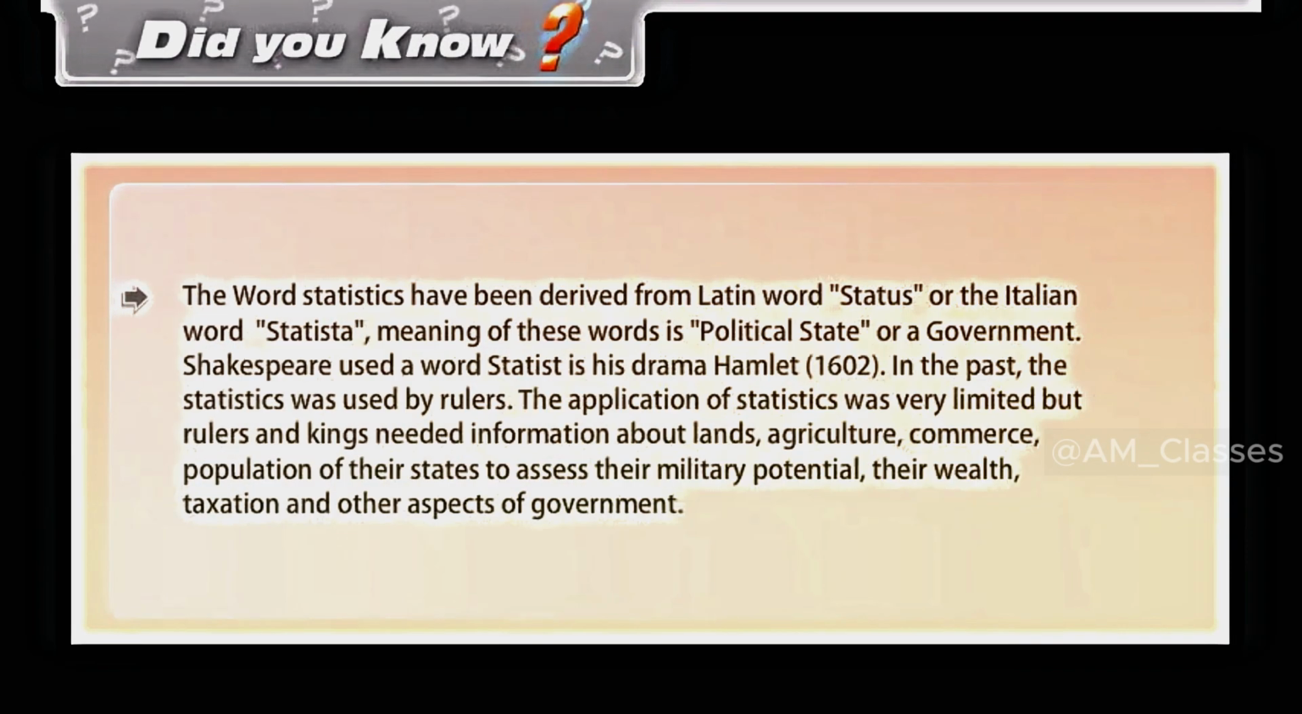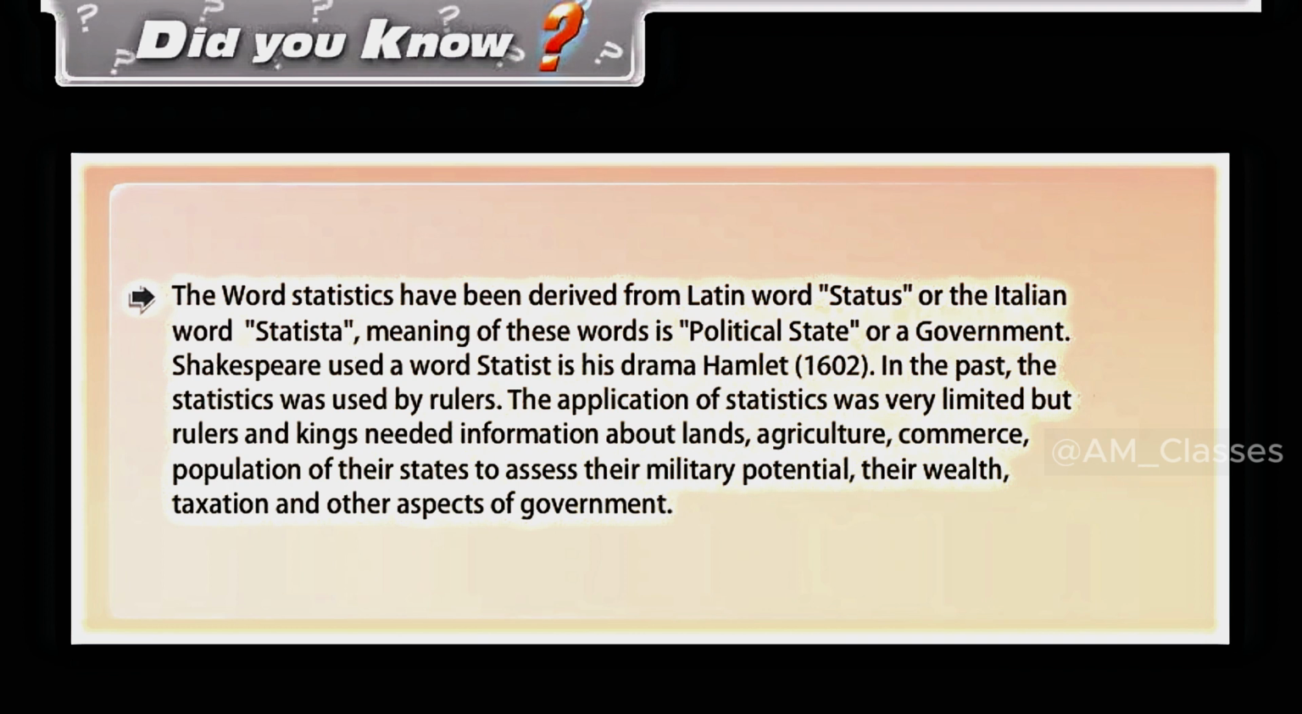Did you know? The word statistics has been derived from the Latin word status or the Italian word statista. The meaning of these words is political state or a government. Shakespeare used the word statist in his drama Hamlet in 1602. In the past, statistics was used by rulers. The application of statistics was very limited, but rulers and kings needed information about lands, agriculture, commerce, and population of their states to assess their military potential, their wealth, taxation, and other aspects of government.